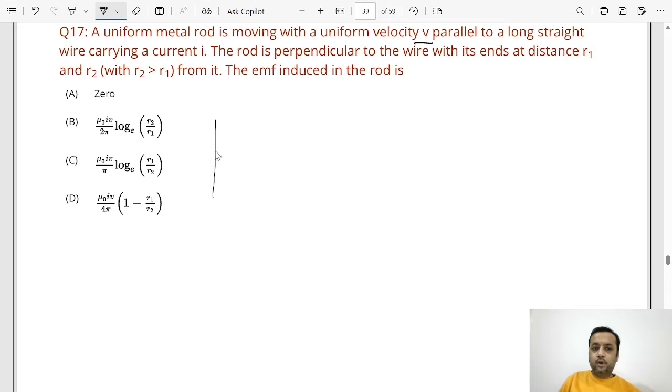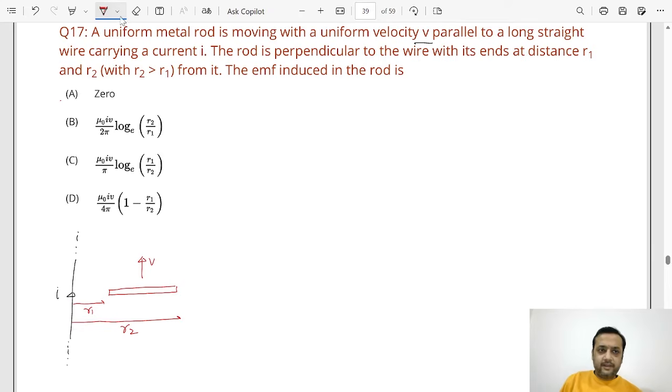Imagine that there is a long uniform wire carrying current I. Let me draw the figure this side. We know that the magnetic field due to a long uniform wire is mu naught I by 2 pi r. Now there's a rod, and this rod has a velocity v like this, and these distances have been given as r1 and r2. The velocity of the rod is parallel to the wire, and the length of the rod is perpendicular to the wire. In this rod we have to find the value of the EMF induced.